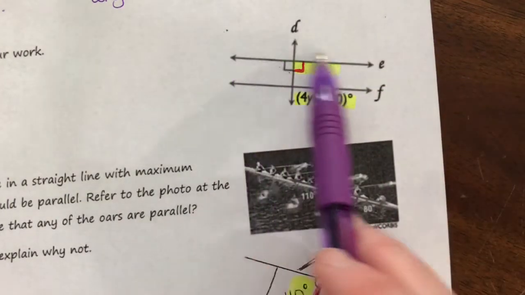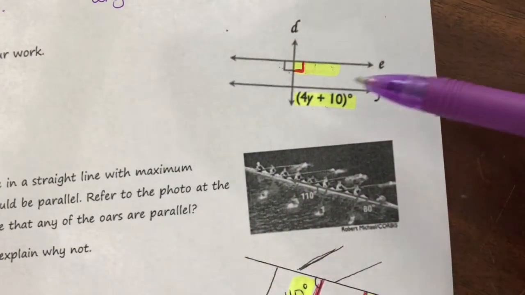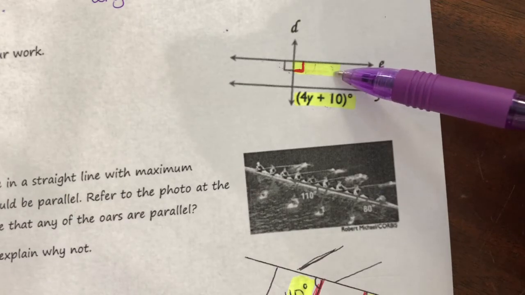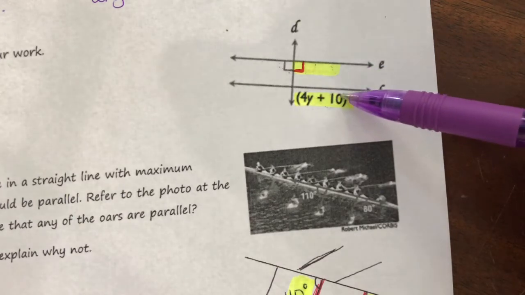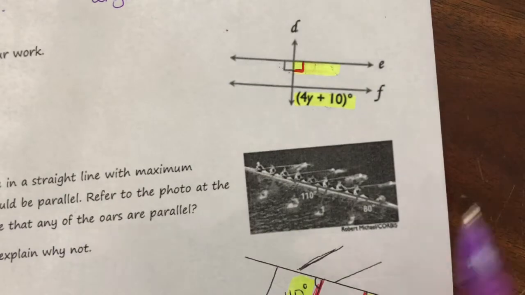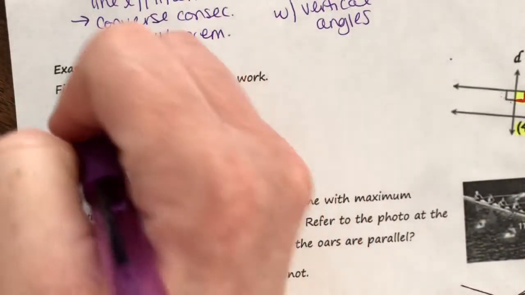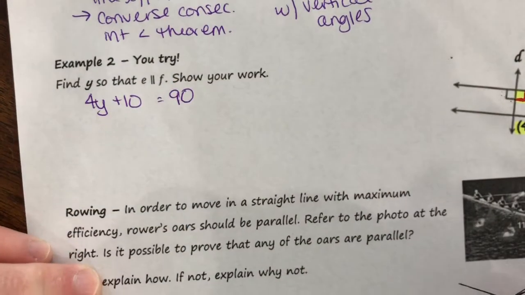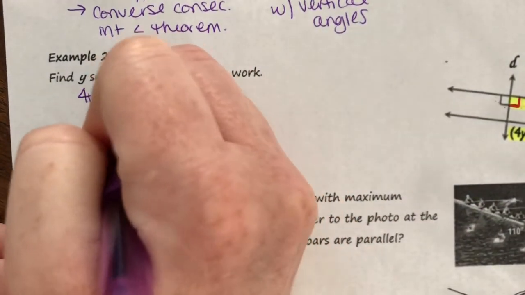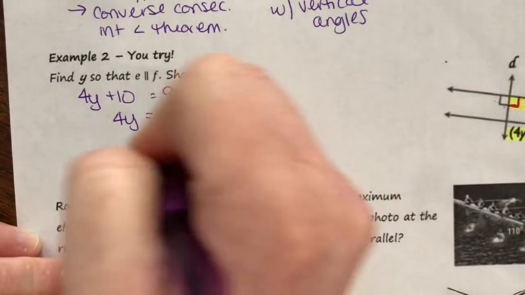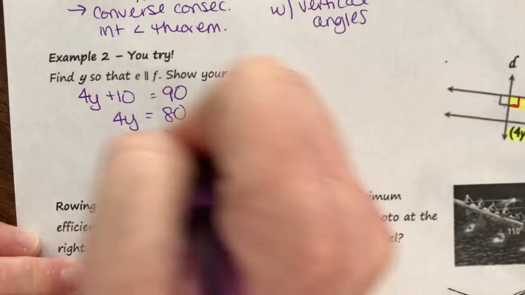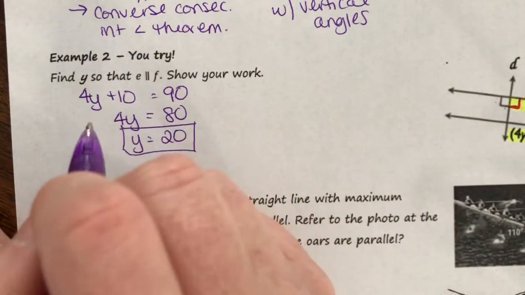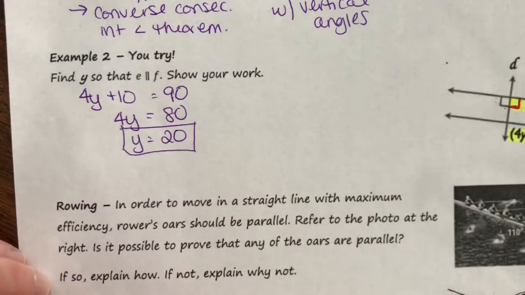So to prove that line E is parallel to F, these two angles have to be the same size. They have to be congruent. So if I'm going to solve for y, I have to set it equal to 90 degrees. 4y plus 10 equals 90. And then I can solve for y, subtract 10 from both sides, divide both sides by 4, y equals 20. And it doesn't say to give what theorem I used, it just says to show my work, which I did.